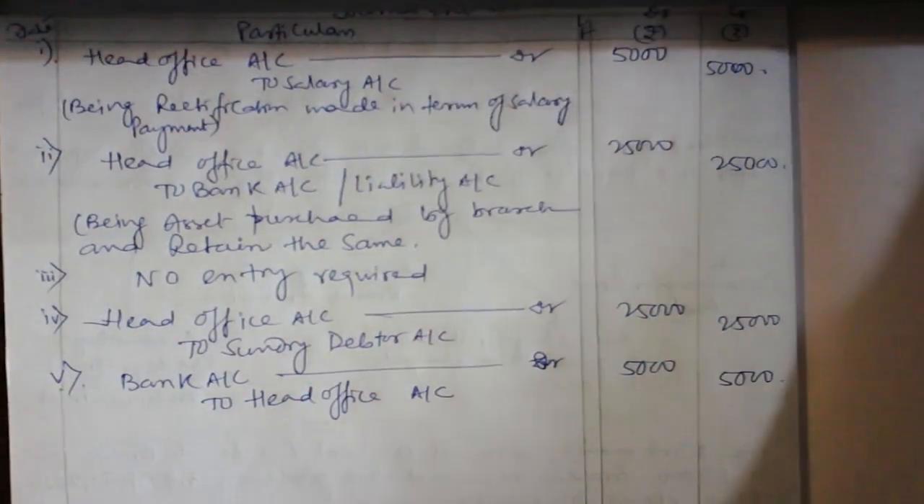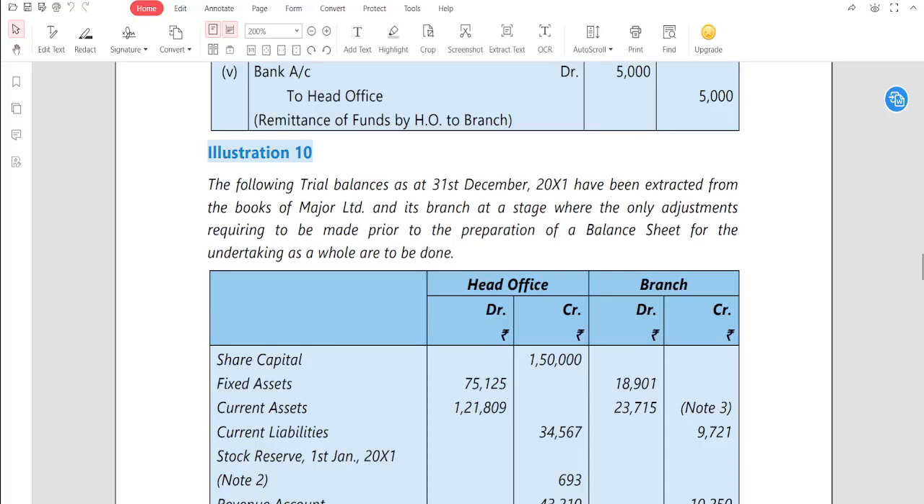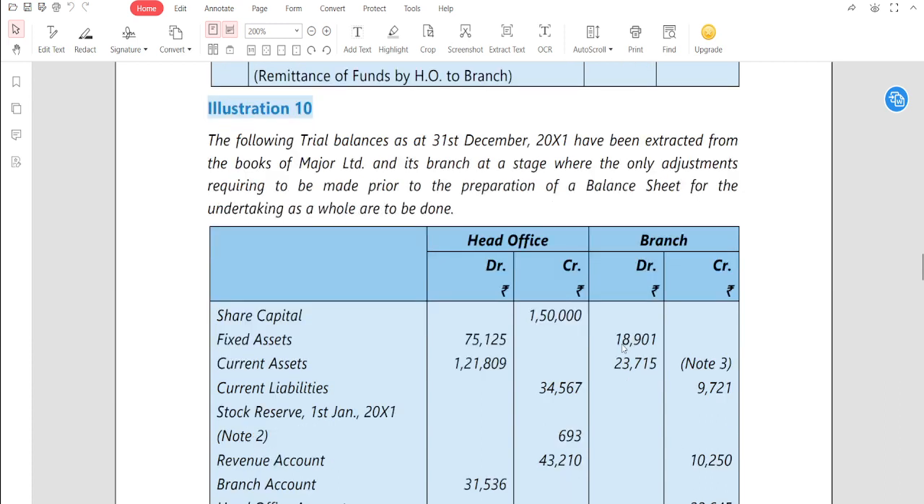चलिए आगे बढ़ते हैं. क्वेश्चन नंबर 10 गो थ्रू करते हैं. चलिए, the following trial balances as at 31st December 20 have been extracted from the books of Major Limited and its branch at a stage where the only adjustment requiring to be made prior to the preparation of a balance sheet for the undertaking as a whole are to be done. Now the following trial balances as at 31st December 2000 have been extracted from the books of Major Limited and its branch at a stage where the only adjustment requiring to be made prior to the preparation of a balance sheet.